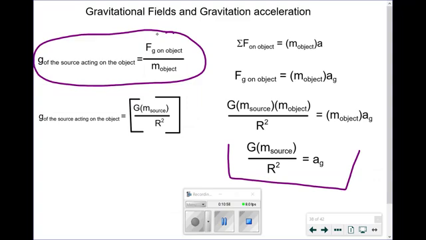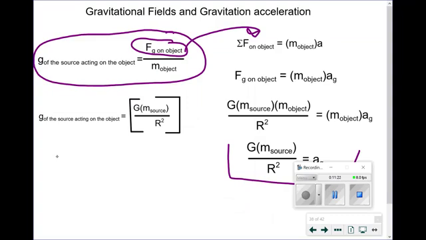Acceleration is the net force on an object divided by the object's mass. If gravity is the only force acting on an object, then that force of gravity on the object is in fact the net force. And so then that force divided by the object's mass must be acceleration.